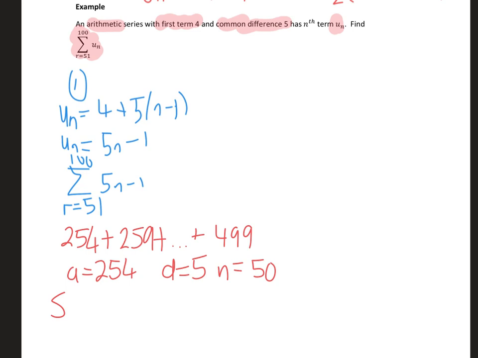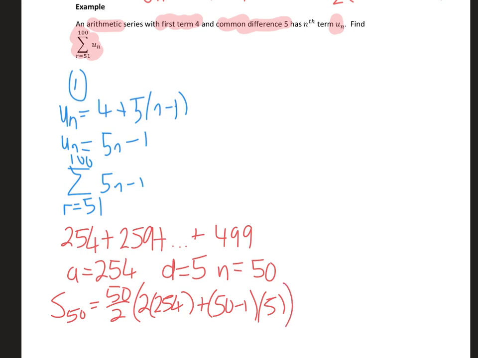So S50 is N over 2, so 50 over 2, times 2 times A, so 2 times 254, plus N minus 1, so 50 minus 1 times D. And I can put all that in my calculator and get 18825. So that's method 1.